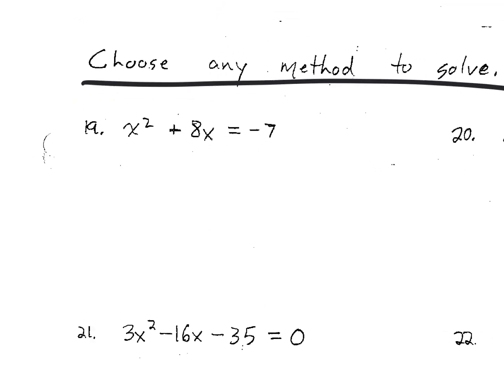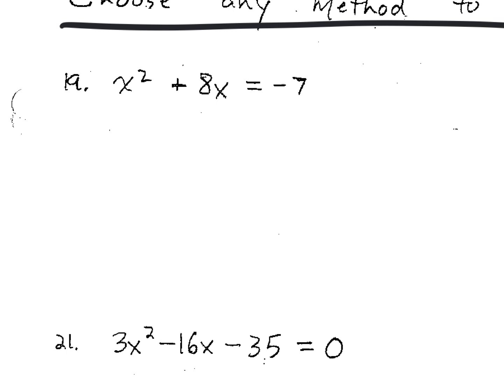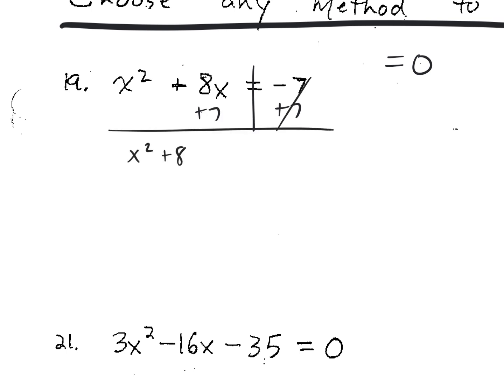So if we look at number 19 here, the first thing for all of these is that they have to be equal to 0 still. So I need to add 7 to both sides to see what we can do. So we've got x squared plus 8x plus 7 equals 0. And a few things here, since this a value is 1, I would maybe suggest trying to start factoring it and see if that works, because when a value is 1, it's pretty easy to factor.